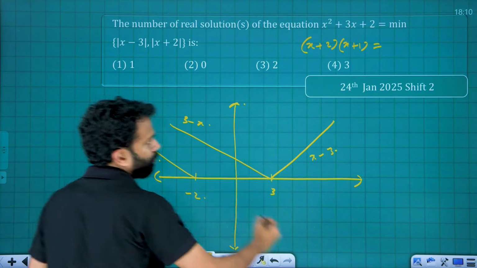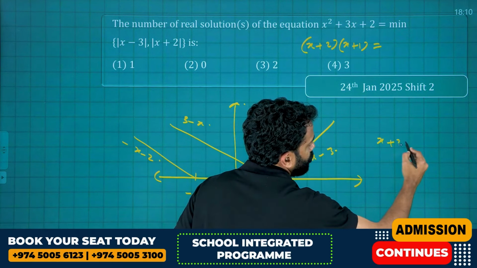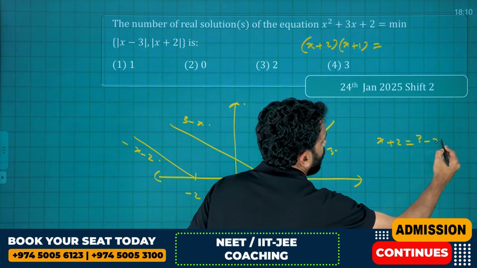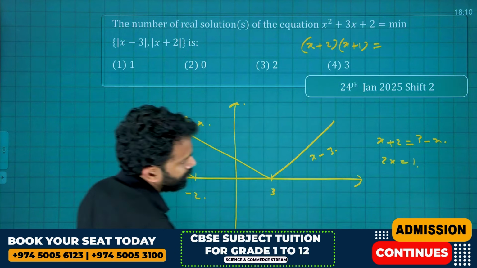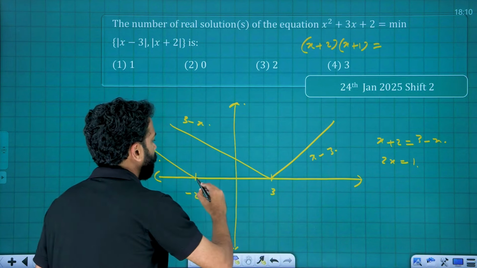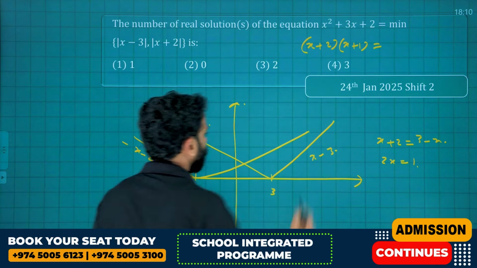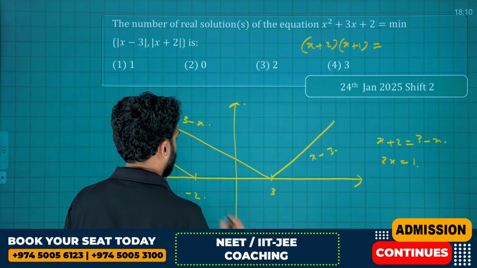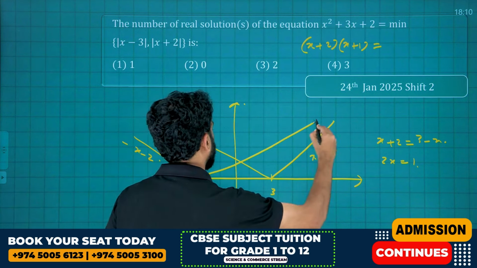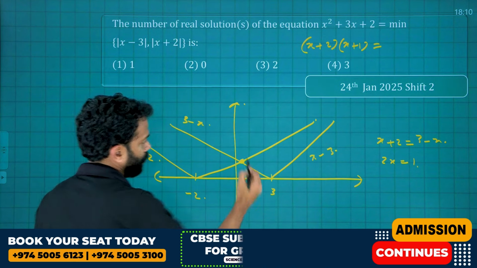Therefore we need to find the point of intersection of x plus 2 and 3 minus x, that is 2x is equal to 1, right? That is x is equal to 1 by 2. That means in quadrant 1 it will be like this. Okay, pardon my drawing here. x is equal to 1 by 2 in here.